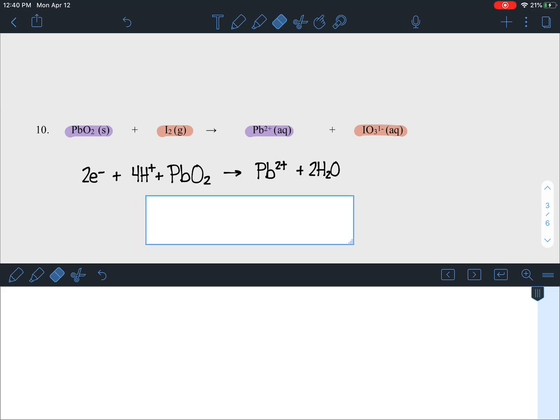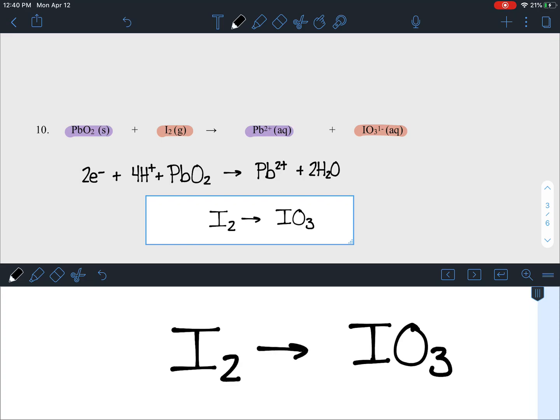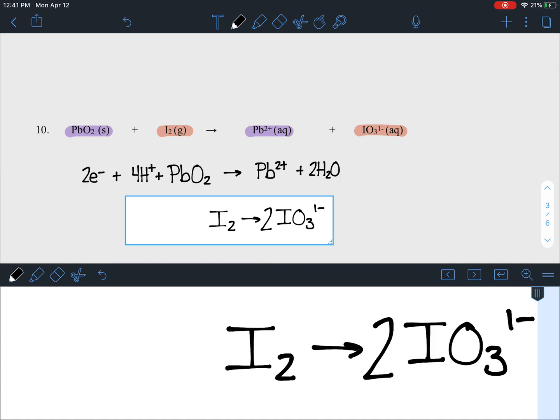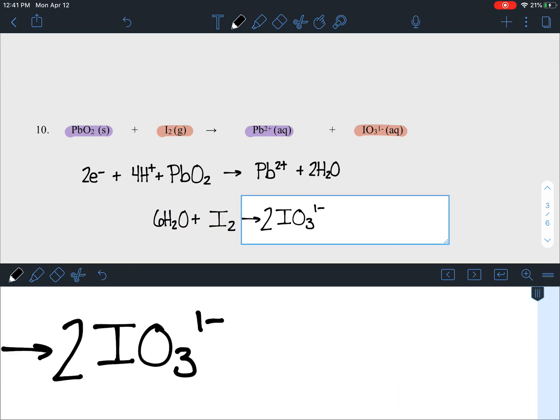And then the next one is I2 goes to IO3 minus. And the iodines are not currently balanced, so I'll go ahead and put a 2 in front of IO3 minus to balance out my iodines. I now have a total of 6 oxygens, 2 times 3. And so I'm going to have to put 6 waters on this side, which introduces 12 hydrogen ions.